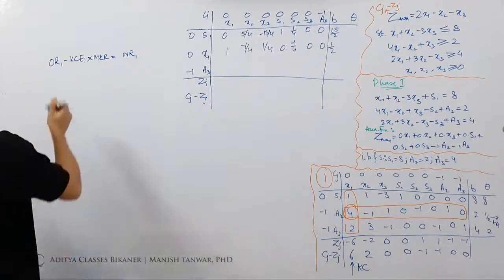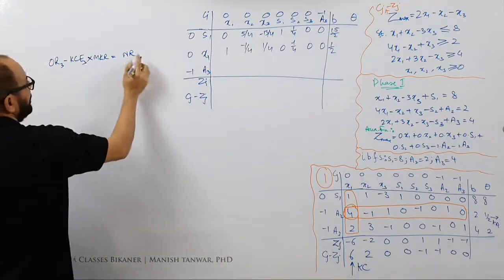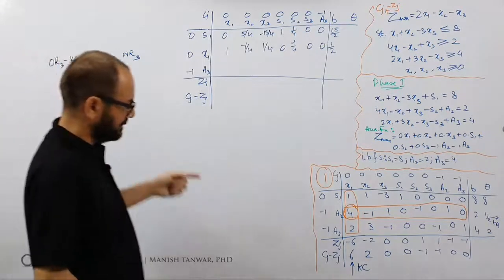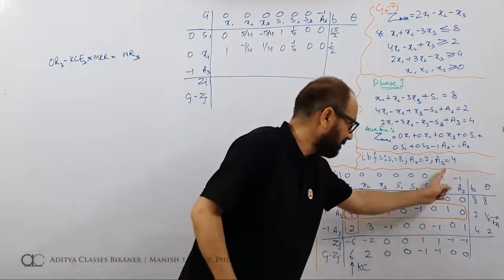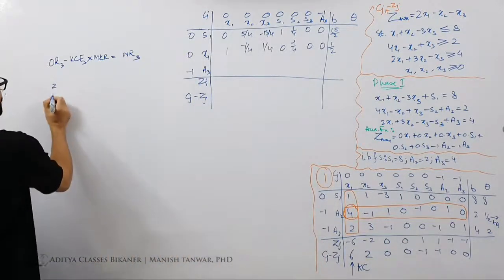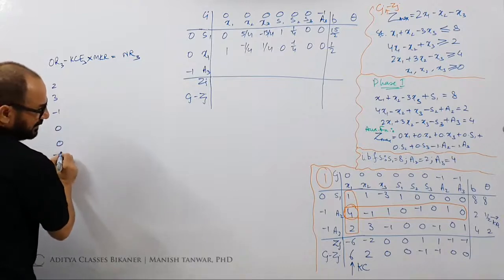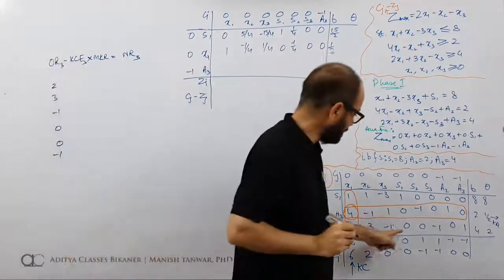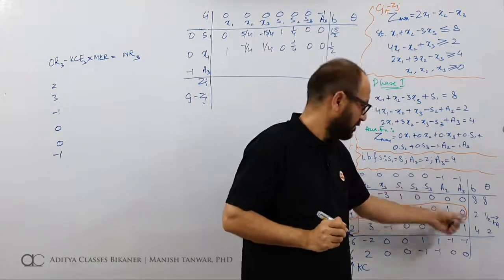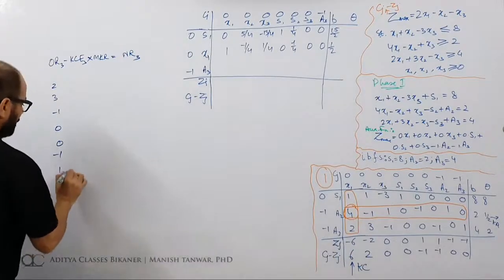For the third row, we will make it old row 3, minus key column element 3 times the modified key row, giving me new row 3. Old row 3 is this. Remember, we will not be picking the values of A2. So, it is 2, 3, minus 1, 0, 0, minus 1, 2, 3, minus 1, 0, 0, minus 1. This 0 we are ignoring because it is A2. Finally, 1 and 4, 1 and 4.